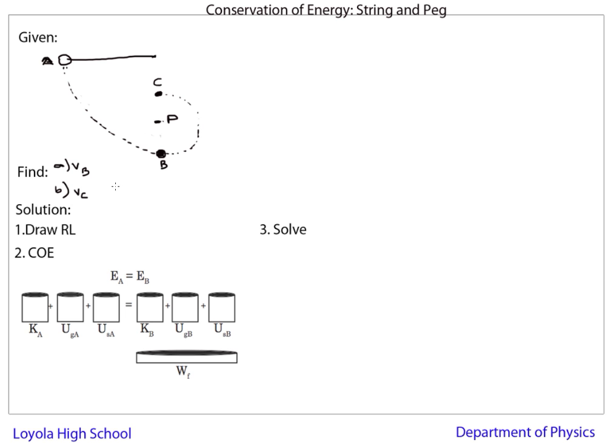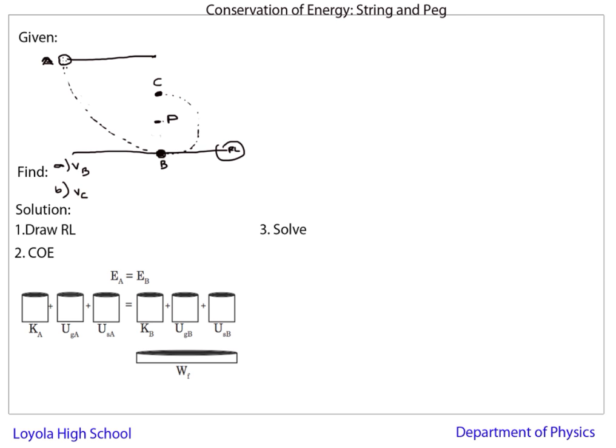So for this conservation of energy problem, the first thing we're going to do is draw a reference line. Since the object goes down to point B, I'm going to draw my reference line right where point B is. Okay, so I draw it right on the diagram. So that's done. And for part A, the velocity at B, I'm going to consider the motion from A to B. So it's an interval, beginning point, end point.